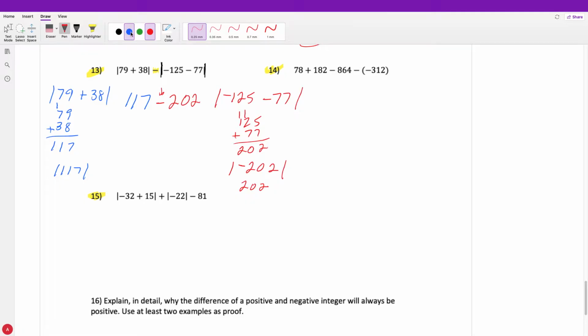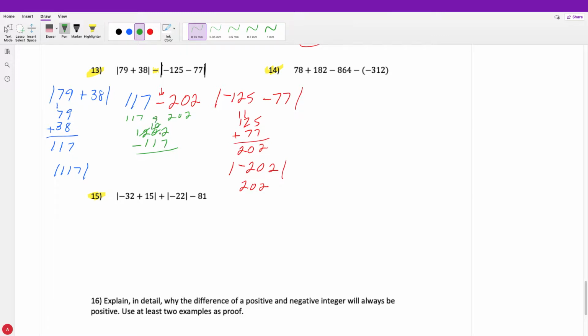So now I see that my signs are different. So I can look at them both as positive numbers. And I can take the larger number and subtract the smaller one. So 202 minus 117. All right, so this will then give me 1. This will then give me 10 after I borrow the 1.